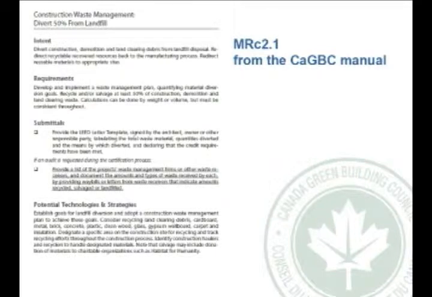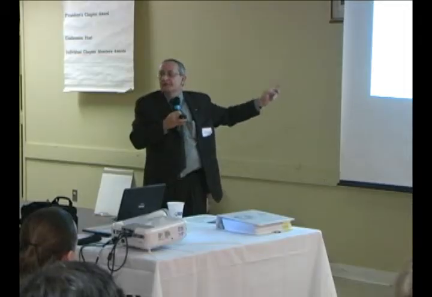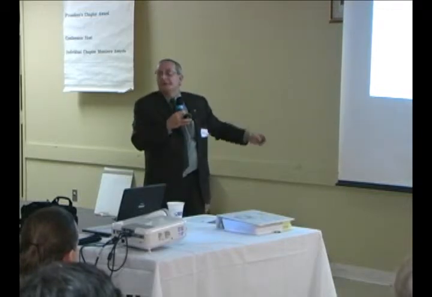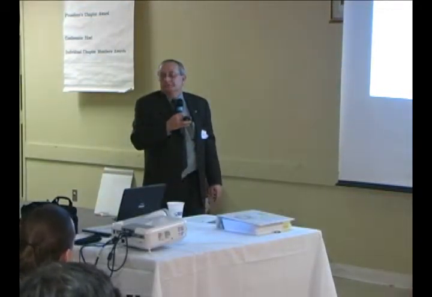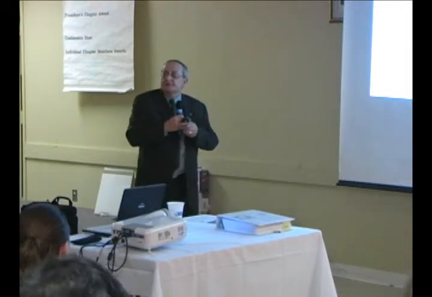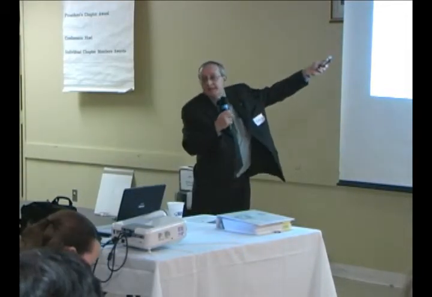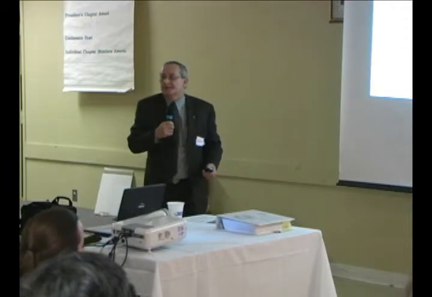MR 2.1 from the Canadian Green Council for construction waste management 50%. Provide a list of the project's waste management firms or other waste receivers and document amounts and types of waste received by providing waybills or letters from waste receivers that indicate amounts recycled, salvaged, or landfilled. This takes place throughout the project. You're going to have this with each and every monthly draw. If you don't get this, you won't be able to show that you've had the percentage that was requested under this particular point system.